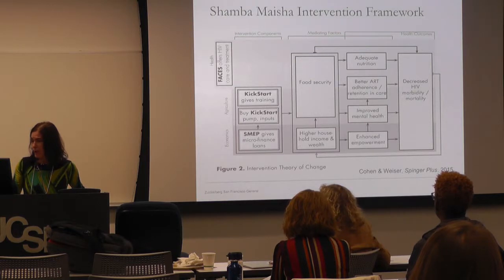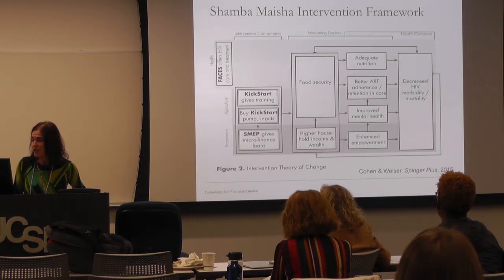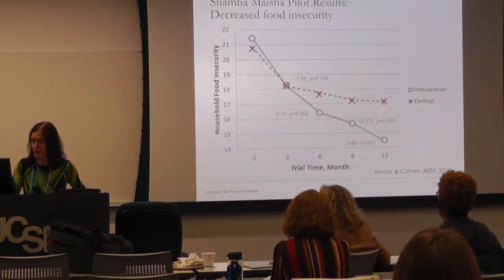And here's our framework building upon the livelihood framework that I showed you earlier, where we hypothesized that this multi-sectoral intervention would first improve food security and household wealth, and then through a number of pathways would lead to decreased HIV morbidity and mortality. Those pathways are improved nutrition, better ART adherence and retention in care, improved mental health, and enhanced empowerment.